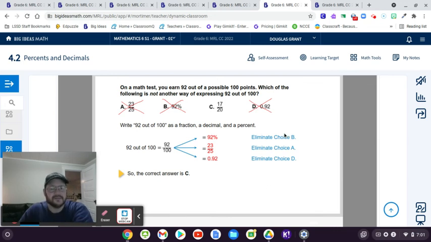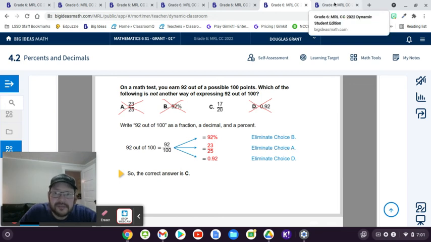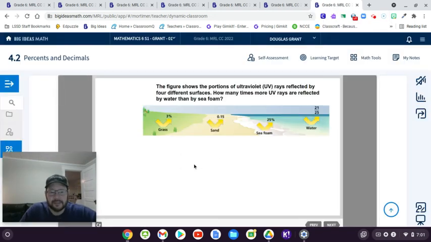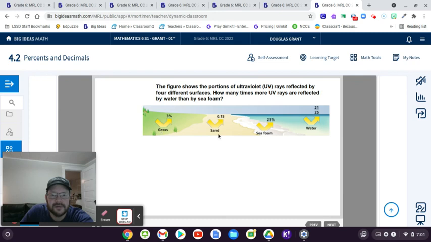Okay, so sometimes you're going to have to convert fractions, decimals, and percents to the same thing to be able to compare them easily. Always use out of 100 for percents. And this last one will be about as difficult as you will see. So here we have UV rays on 4 different surfaces. So we have reflection of 3% on grass, 0.15 on sand, 25% on seafoam, and 21 out of 25 on water. And it says, how many more times are they reflected by water than seafoam? So these are the two we're concerned with. The sand and grass we don't care about for this particular problem.